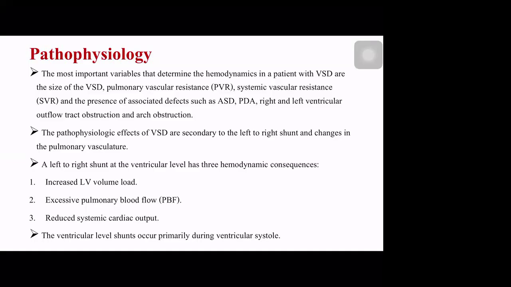Left to right shunt at the ventricular level has three hemodynamic consequences. Number one, increased LV volume load, that is the LV volume overload. Excessive pulmonary blood flow, as I already mentioned, and this excessive pulmonary blood flow happens at the expense of reduced systemic cardiac output. The ventricular level shunts occur primarily during ventricular systole. The atrial level shunt, that is in ASD, occurs primarily during ventricular diastole, and the shunt occurs both during systole and diastole in case of arterial level shunt, that is the AP window or the PDA.